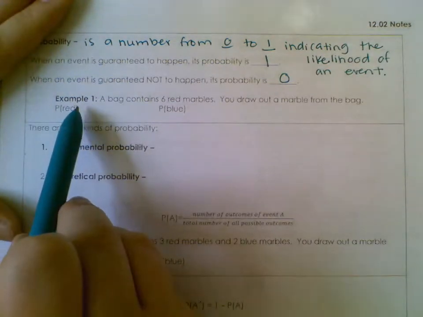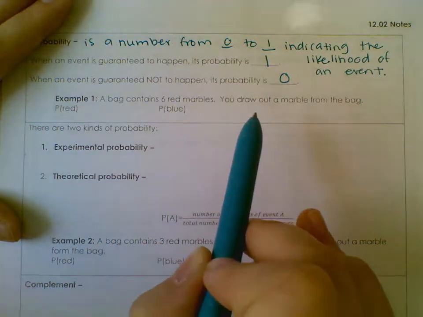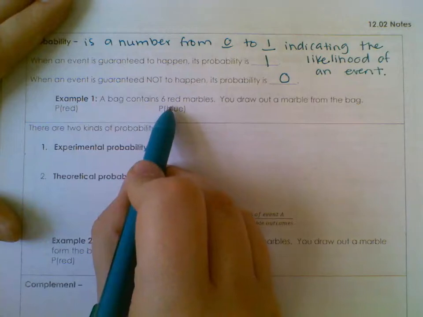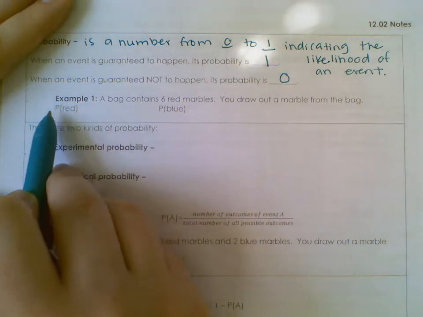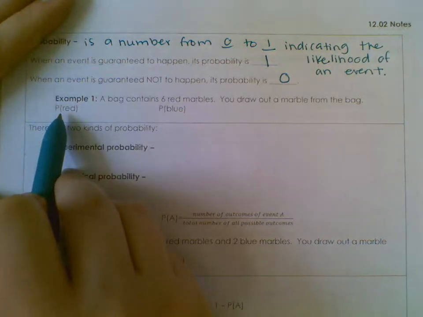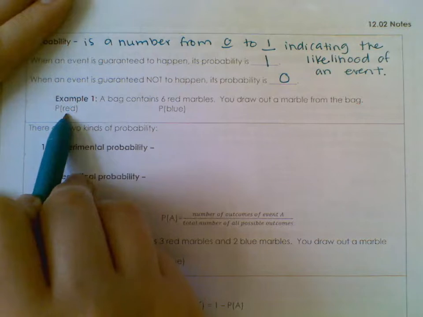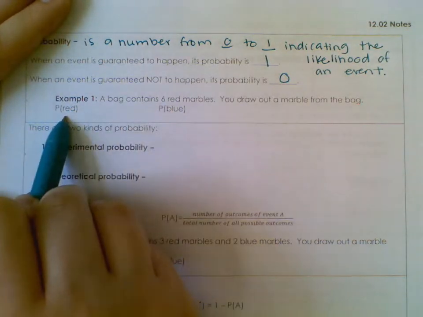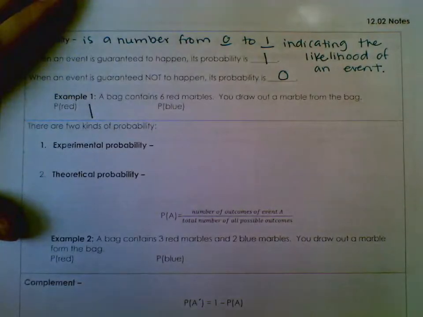Let's look at example 1. A bag contains 6 red marbles, and you want to draw out a marble from the bag. So it has 6 red marbles in it. Let's first find the probability of red. So a probability problem always has a P in the front and what you're trying to find the probability of on the inside. So red, there are only 6 red marbles in this bag. So what's the probability of getting red? That probability is 1. It is guaranteed to happen.